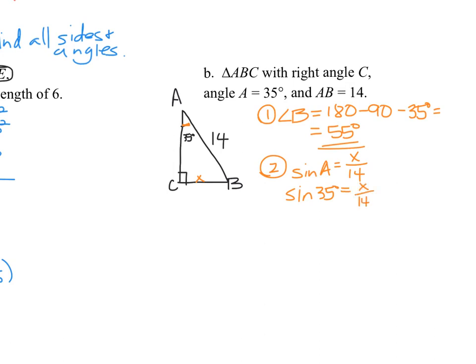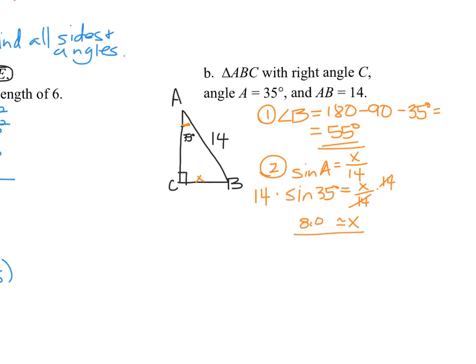This is one of those situations where we want to get X by itself first, and then we plug it in and we don't have to worry about trying to round sine 35. To get X by itself, I'm just going to multiply both sides by 14. That cancels on the right and X is by itself. We'll do the squiggly equals. If you type 14 times sine 35 into your calculator and you round your side length to the nearest tenth, it's approximately 8.0.